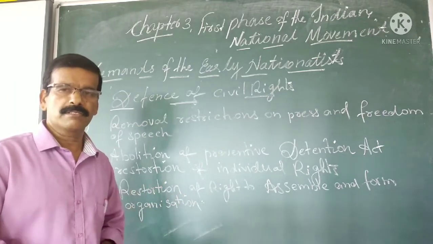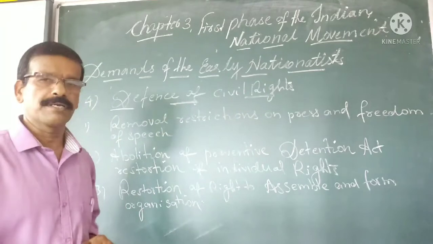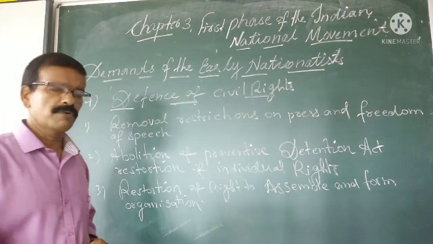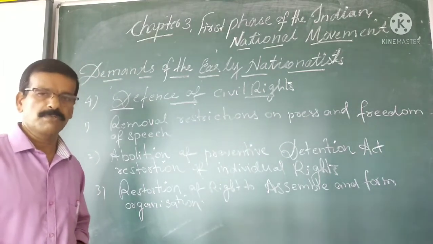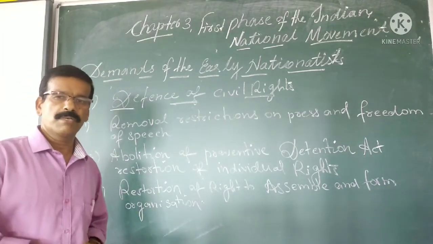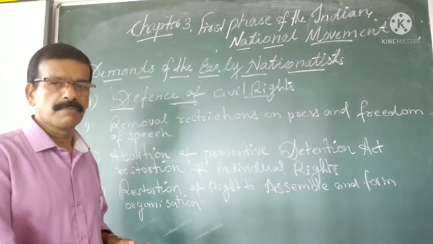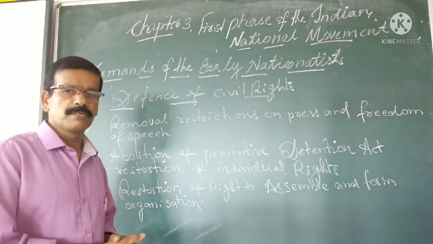What did the early nationalists do to protect civil rights? Three points are here, and they are very relevant. First is the removal of restrictions on the press and freedom of speech. Earlier, the government had imposed restrictions on the newspapers and the freedom of speech, so that should be removed.